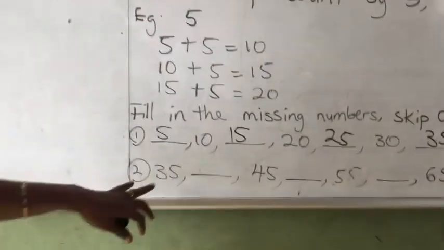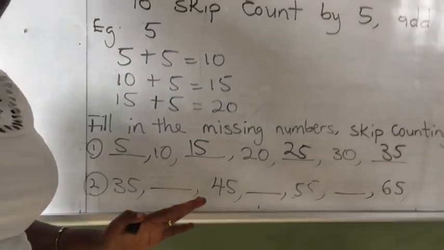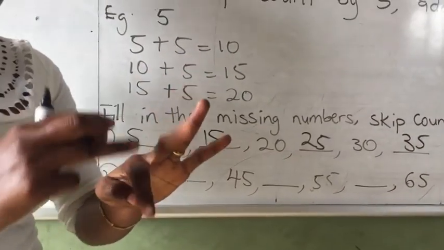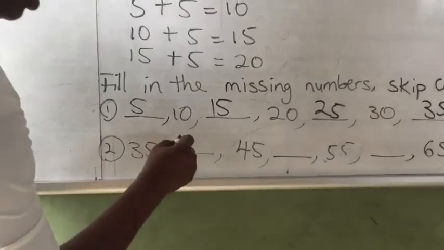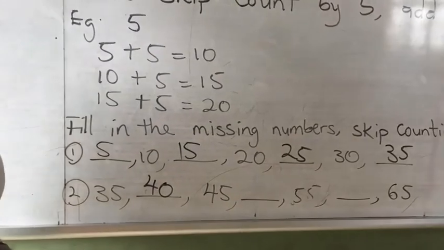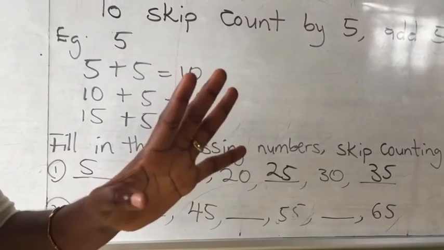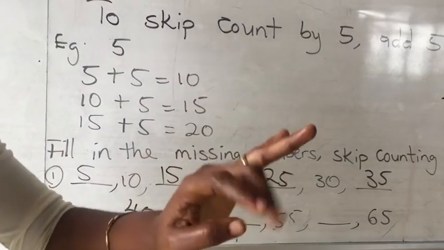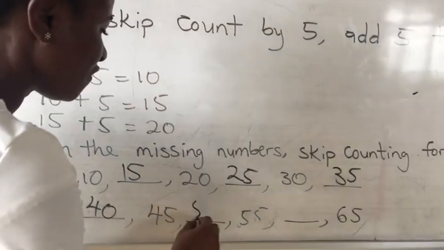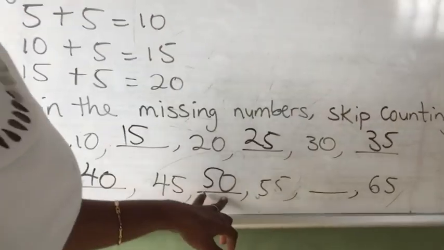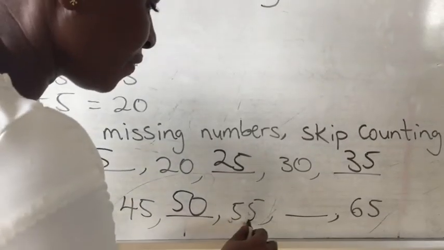Let's look at this. 35 plus 5. I have 35 in my head. 36, 37, 38, 39, 40. Good. Then plus 5 will give me 45. 45 plus 5. 45, 46, 47, 48, 49, 50. So I have 50. 50 plus 5 give me 55.